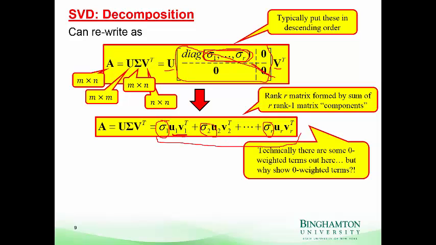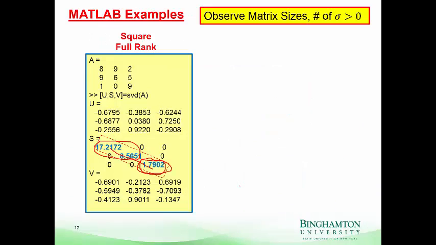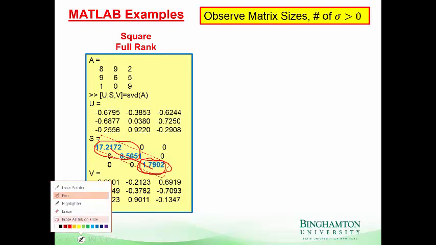So sigma 1 is the largest, so this will be the most significant contribution to building A. It's the biggest part. And if the last singular value is really small compared to all the other ones, this has hardly any bearing. It's almost not there. If this slips to zero, it's gone. So that's why we say if the smallest singular value is close to zero, we're close to having a non-full rank matrix. We didn't see that here. We saw a case where it's very clearly full rank. All right, so I had to go back and catch that.